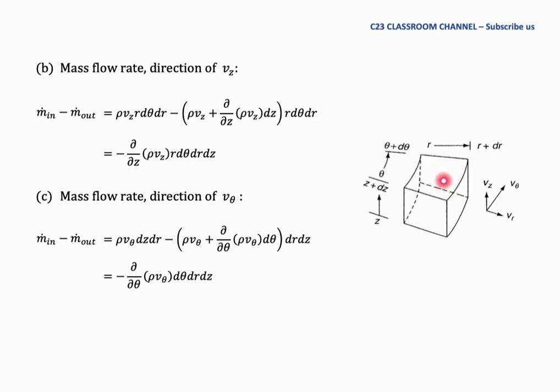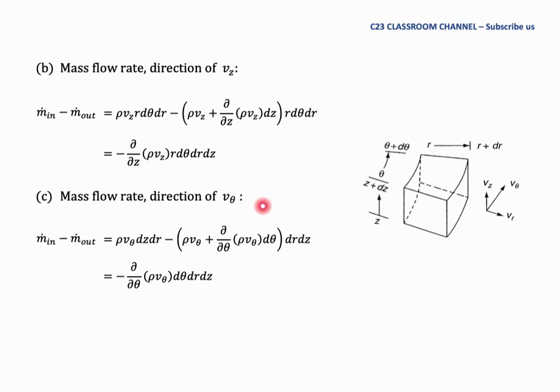Because there are no changes, we use the same term for the inlet and the outlet, r d theta dr. Then we write rho Vz plus del over del z of rho Vz dz, because the change at the outlet might come from density or velocity, or both might change. So we solve this equation and get minus del over del z of rho Vz r d theta dr dz.